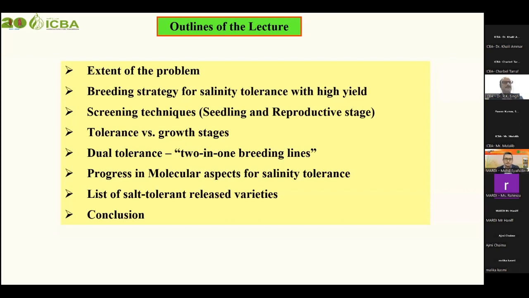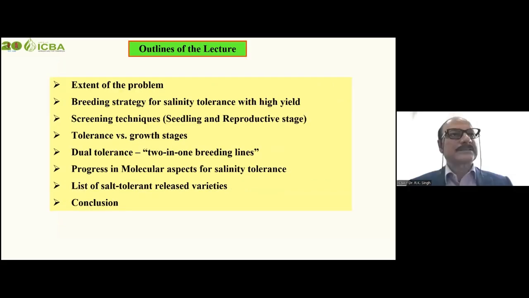So the outline of the lecture would be on the extent of the problem, and the breeding strategy for salinity tolerance in the high yielding varieties, and the screening techniques, because two different stages are very sensitive in rice, not the whole throughout the stage. And also on the tolerance versus growth stages and the dual tolerance, two in one breeding lines, because this is under waterlogging areas. Sometimes it is also submerged. So there are two in one breeding lines we can develop. A little bit on the progress on the molecular aspect of salinity tolerance, and list of salt tolerant released varieties and conclusion.